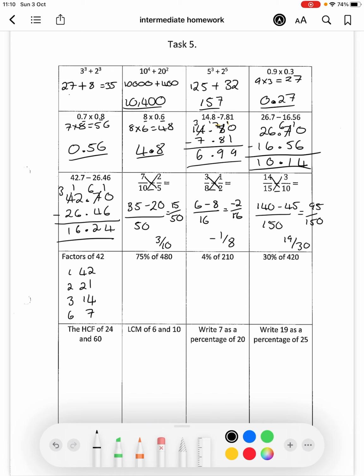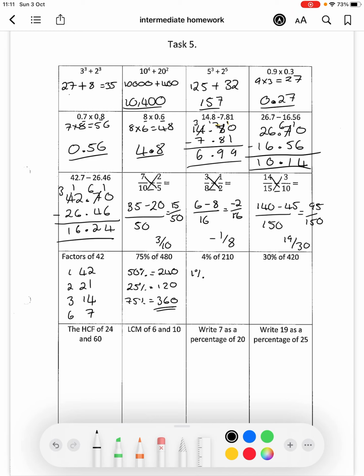Next one, we got 75% of 480. So to get 75, we can do 50% and 25% and add them. So 50% would just be half of the 480, so that's 240. 25% would be half of the 50%, so 120. Therefore, 75%, we can add those together to get 360.